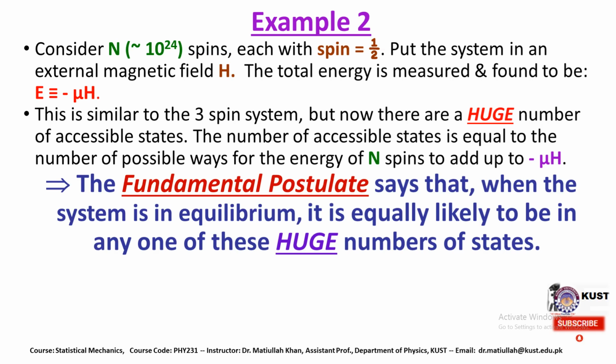Again, the fundamental postulate of probability is the same for this system irrespective of the number of possible states, whether it is greater or lower. It says that when the system is in equilibrium, it is equally likely to be in any one of this huge number of states. That is the particular case for it.